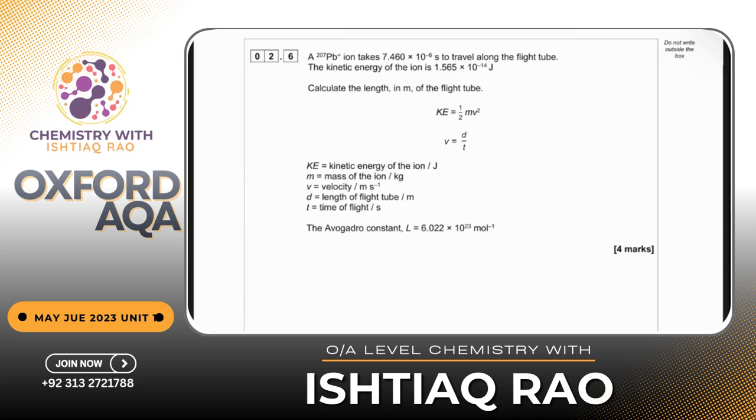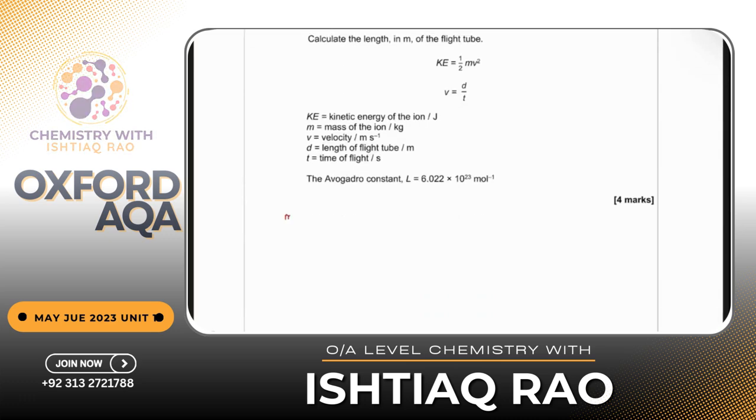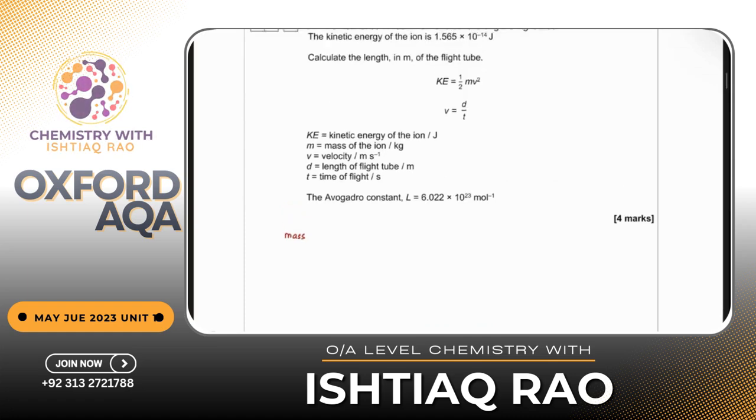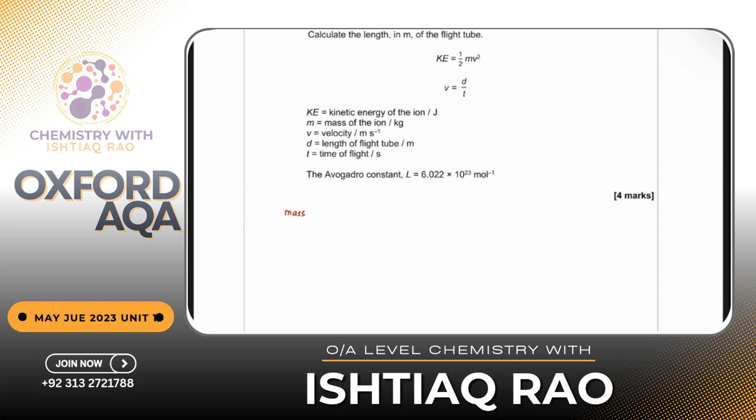I would be starting by calculating the mass of the ion. By the way, I have to calculate the final d, the length in meters. For d, I must get v. For v, I have to apply this formula, and for v, I must know the mass. So first of all, I'm going to calculate the mass.